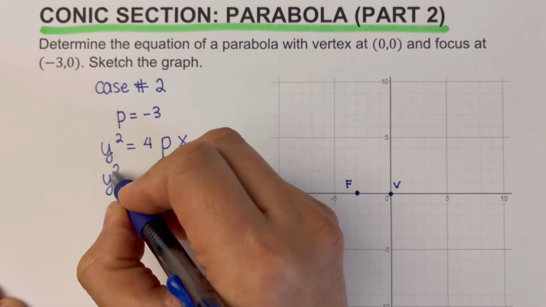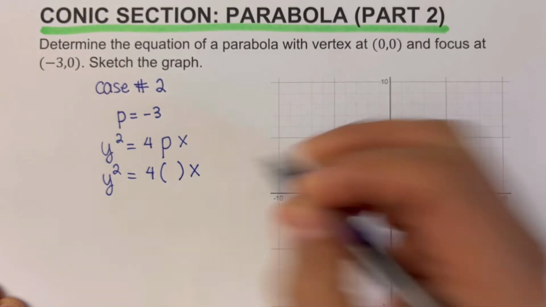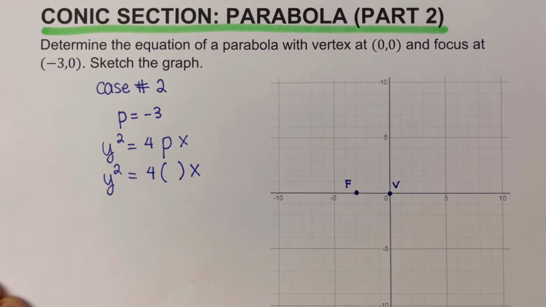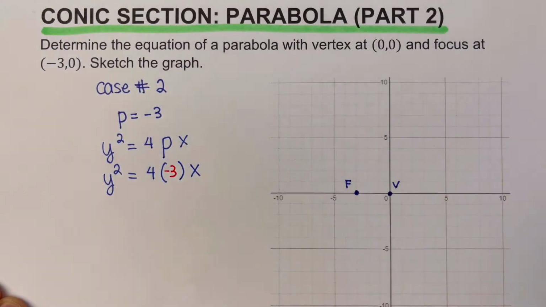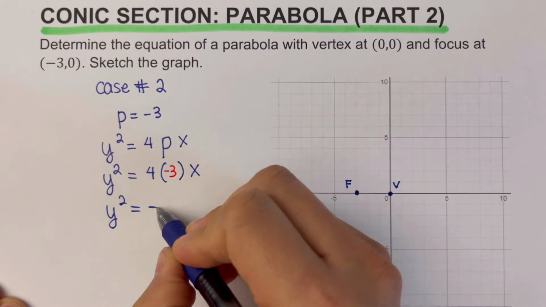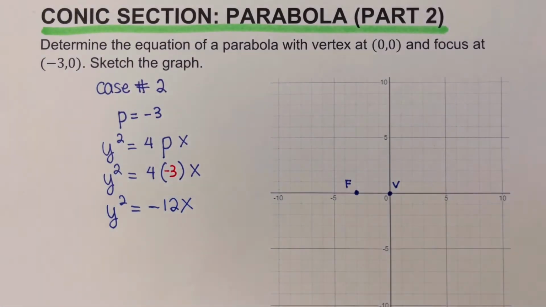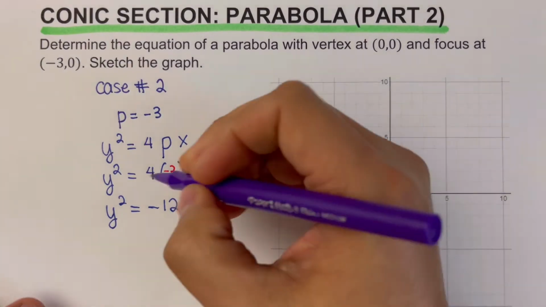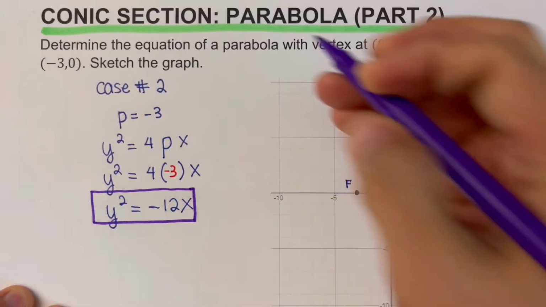So this is how it's going to look like. So that's y squared is equal to 4. We put in the p right there. Again, our p is -3. So I plug the -3 in there. And so this comes out y squared is equal to -12x. And this is the equation for this parabola that we have in this problem right there.